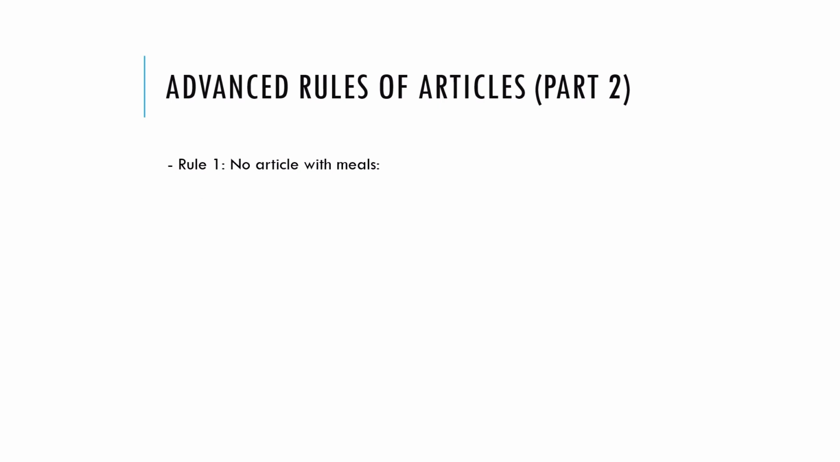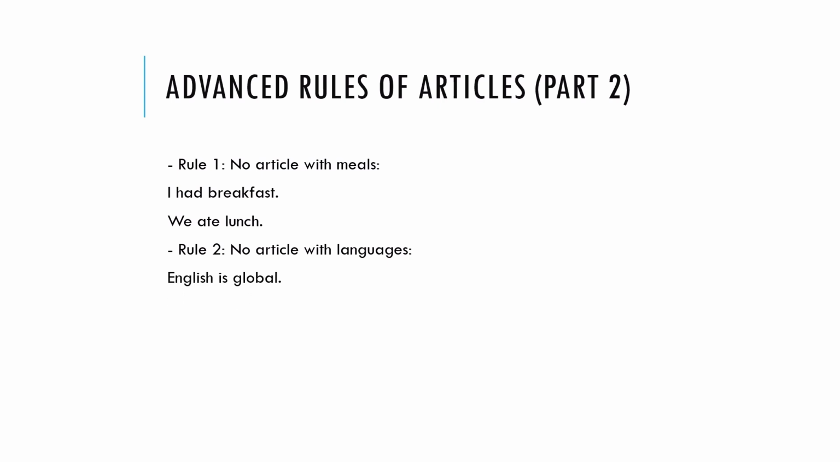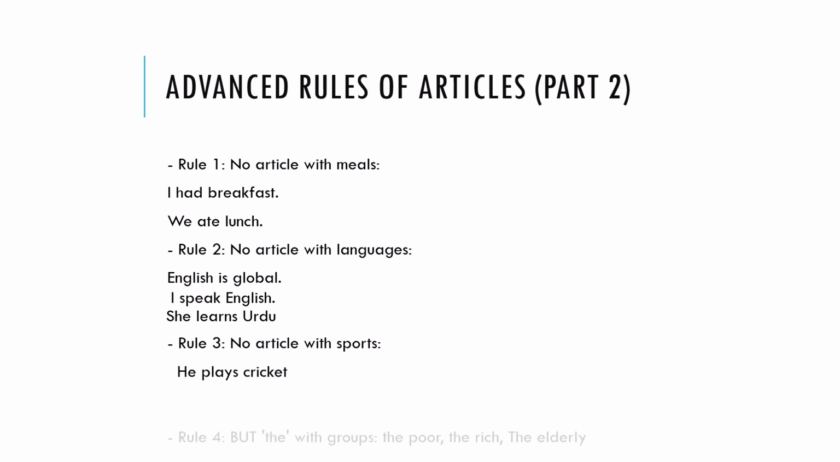Let's learn more rules. Rule number 1, no articles with meals. For example, I had breakfast. We ate lunch. Here we don't need to use articles. Rule number 2, no articles with languages. English is global. I speak English. She learns Urdu. Rule number 3, no articles with sports. He plays football. He plays cricket.